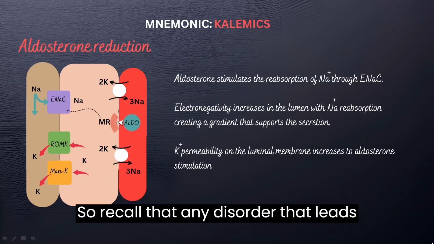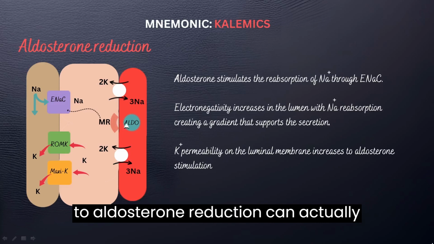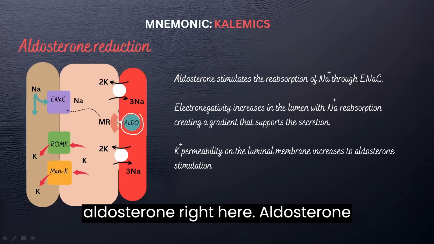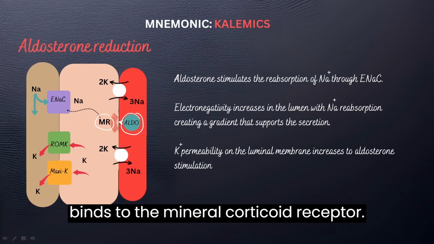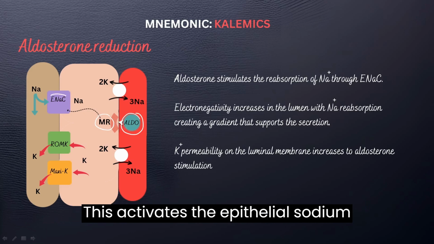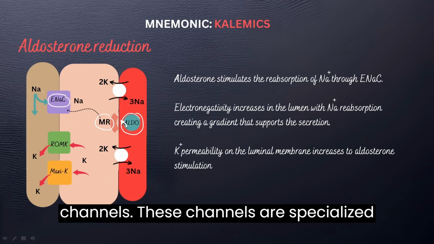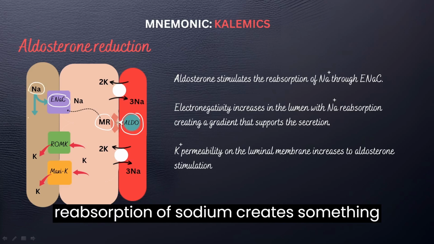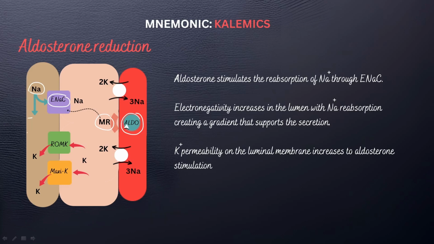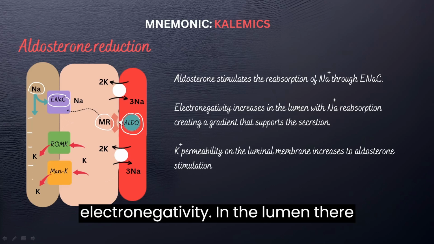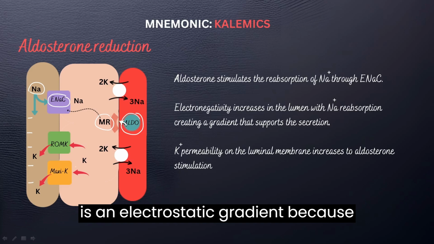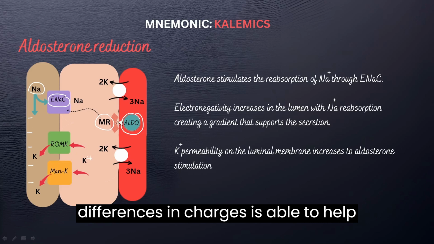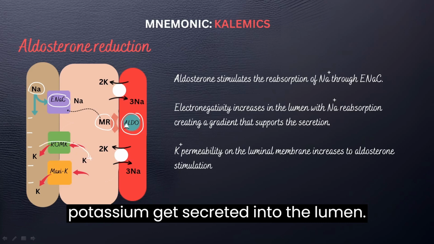So recall that any disorder that leads to aldosterone reduction can actually cause hyperkalemia. So we have aldosterone right here. Aldosterone binds to the mineralocorticoid receptor. This activates the epithelial sodium channels. These channels are specialized in the reabsorption of sodium. The reabsorption of sodium creates something we call an increased electronegativity in the lumen. There is an electrostatic gradient because potassium is positively charged, and the difference in charges is able to help potassium get secreted into the lumen.